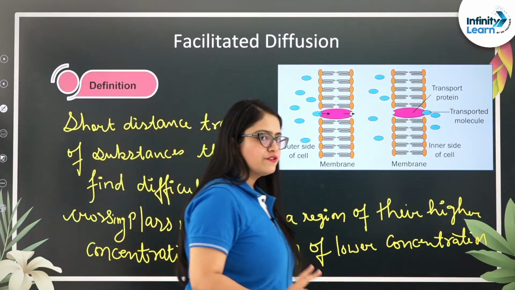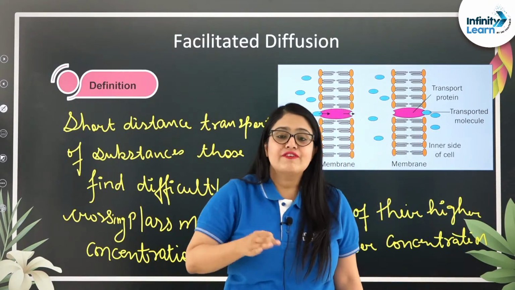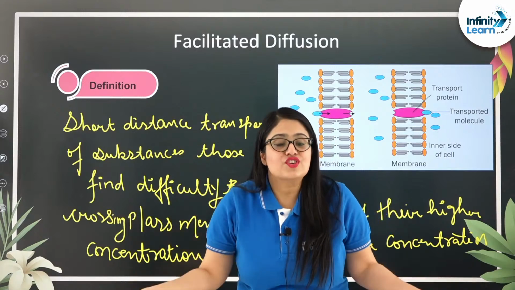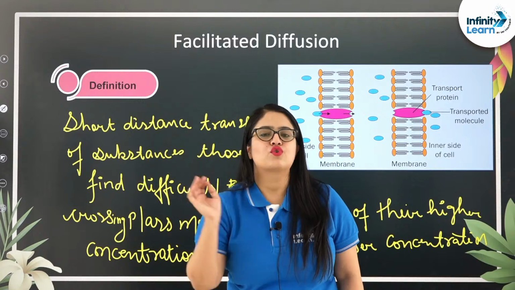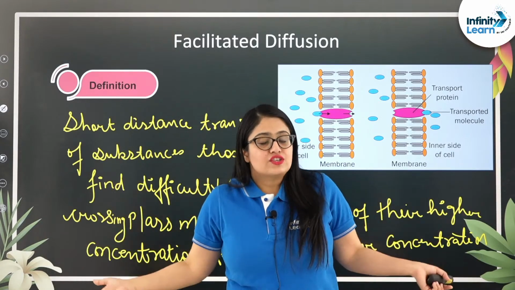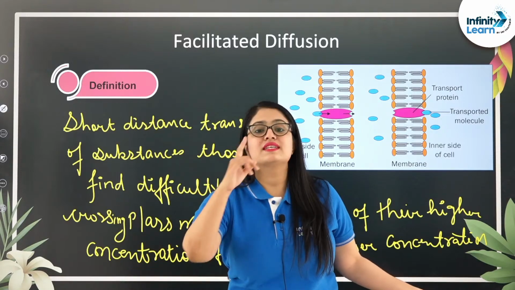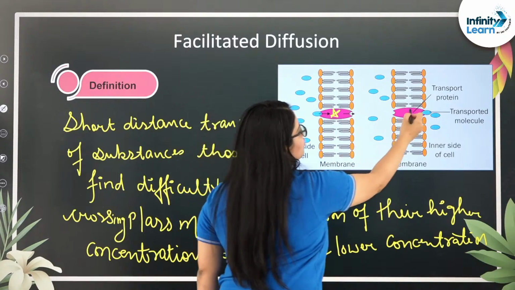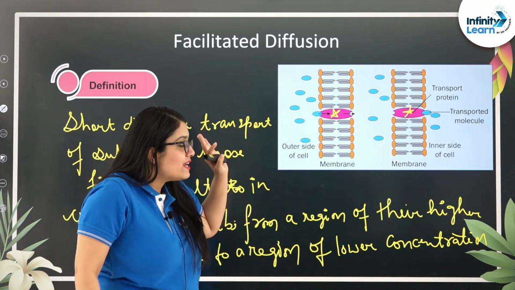So, in facilitated diffusion, first of all, it is for those substances which find it difficult to cross the plasma membrane. Although there is a concentration gradient already existing, still they find it difficult to cross the plasma membrane. And in such a diffusion, who is going to facilitate the movement of the substances? It is the membrane proteins. It is the membrane proteins who will help or aid the transport of such substances.